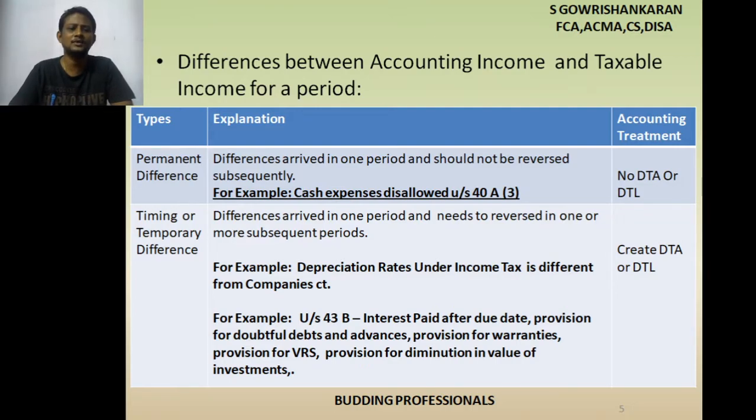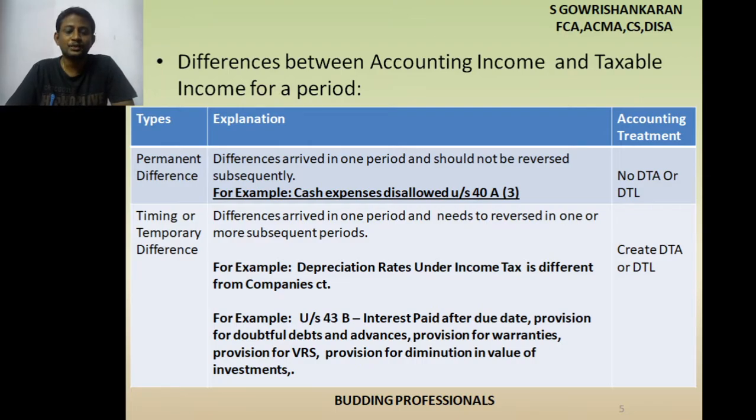This year only there is no effect. All these things are timing differences. For this item only we have to provide the DTA or DTL, that is deferred tax asset or deferred tax liability. Okay. So what is the language used here?